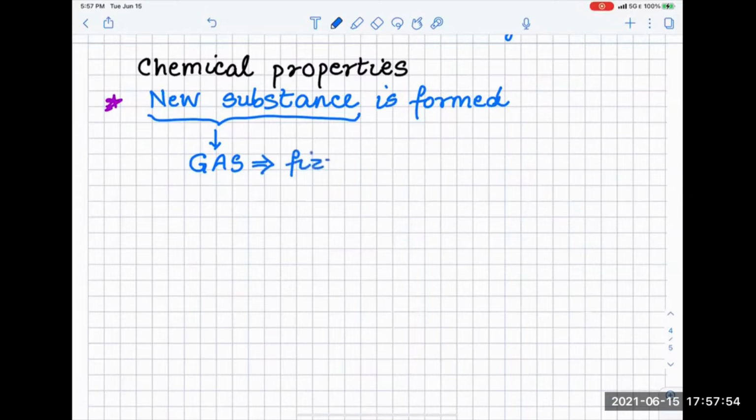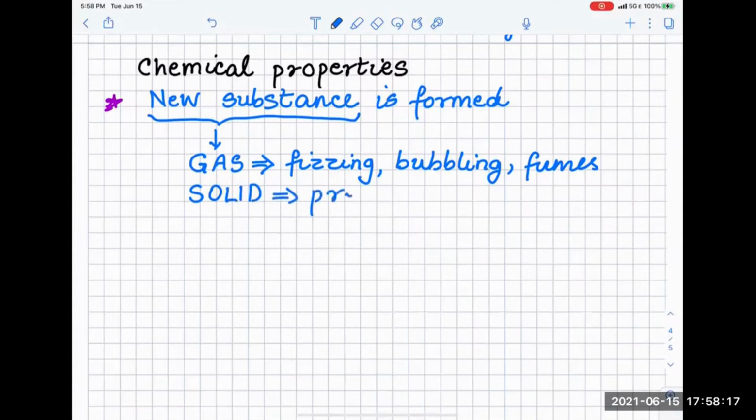You're going to see that in a chemical reaction, there is fizzing, there is bubbling, there are fumes coming out, okay? So you will do these labs and you will see the fumes. Besides that, can it form a solid? You will see this also. When we say it is forming a solid, that means a precipitate. Will it form a precipitate or not? That means it is insoluble in water. It does not dissolve in water.